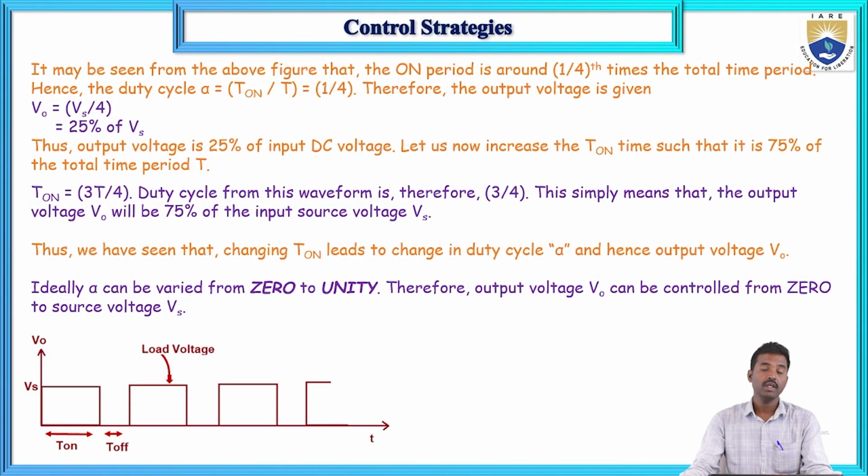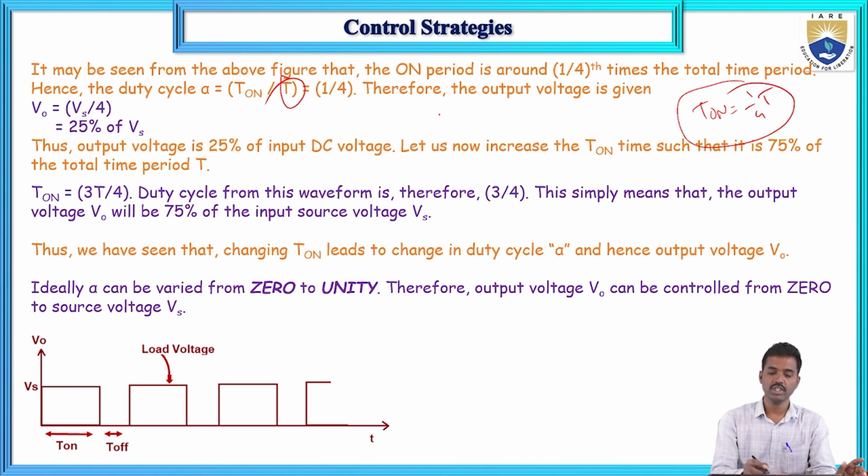And now here I will explain first. Here the time period is fixed. So T is fixed, meaning frequency is fixed. Only I am changing the T on. So T on equals 1 by 4th of T. So in the first case, in the figure, T on is 1 by 4th of the total time period. So what will be the output? V naught equals 1 by 4th of Vs automatically.